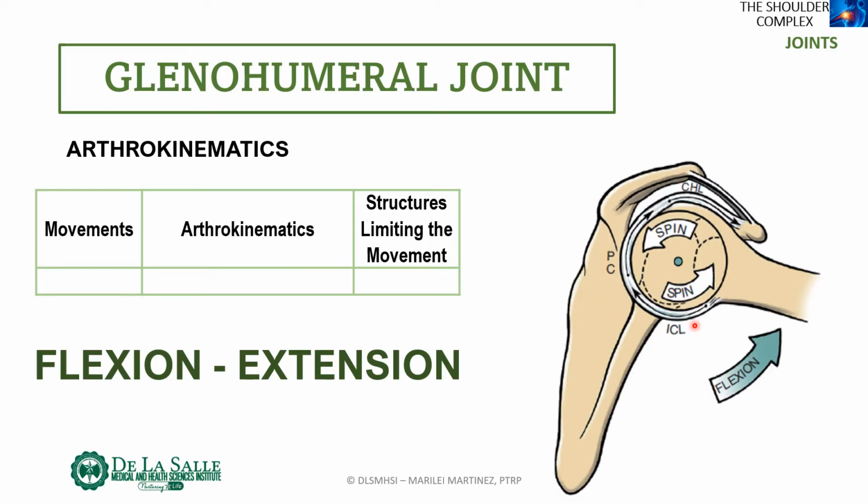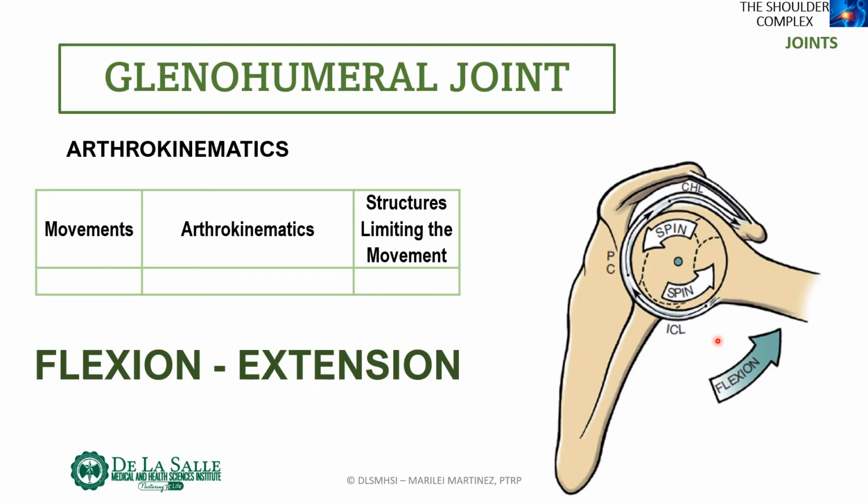Okay, for extension, the convex head of the humerus spins, and now this time it slides posteriorly during extreme extension or during hyperextension against the concave glenoid fossa of the scapula. Why is it sliding posteriorly during hyperextension or during extreme extension? It's just the result as well of the ligaments tightening. Okay, that is open kinematic chain. Again, the convex head of the humerus spins, and during extreme extension or hyperextension, it slides posteriorly against the concave glenoid fossa of the scapula.